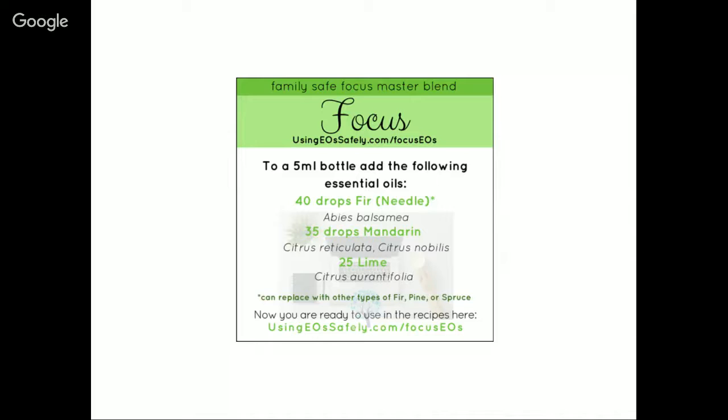Wow. So you guys can see that my focus blend consists of 40 drops of fir needle, 35 drops of mandarin, and 25 drops of lime. And you can replace fir with pine or spruce. You can replace the fir needle with other types of fir. That's totally fine. And you can add all of these to a 5 ml bottle. You can use an empty one, you can reuse one, and this will give you your master blend.